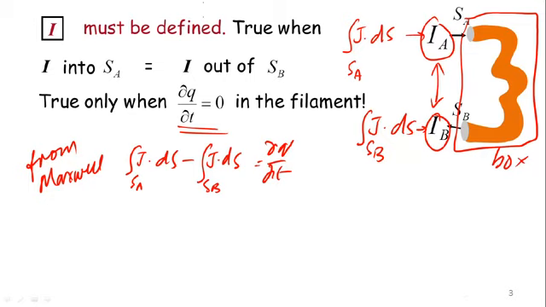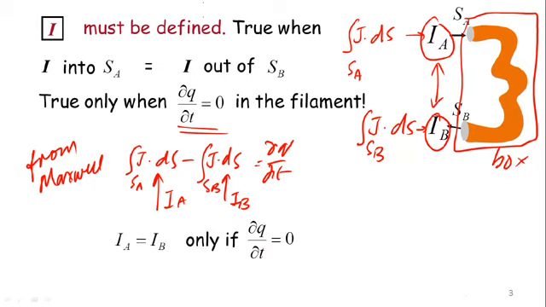within the volume contained by the surface. In this case, it is the integral of J dot dS over SA minus the integral of J dot dS over SB equals dq/dt. This component here is IA, and this component here is IB. Now, IA will equal IB only if dq/dt equals 0, but in general, dq/dt doesn't have to be 0.